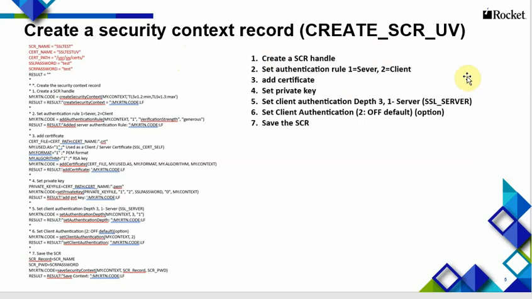So pretty simple. Creating an SCR is actually 7 steps. First, create the SCR handle and set the authentication rule, server side and client. For my demo, I use one, just the server. Add the certificate, which is the self-signed certificate, and set the private key generated by the first program. Also set up the additional authentication option, client and server. Then save it to the SCR record.